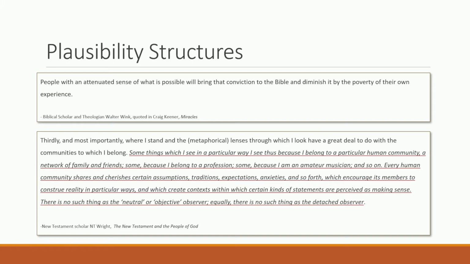Every human community shares and cherishes certain assumptions, traditions, expectations, anxieties, and so forth, which encourage its members to construe reality in particular ways, and which create contexts within which certain kinds of statements are perceived as making sense. There is no such thing as the neutral or objective observer. Equally, there is no such thing as the detached observer."